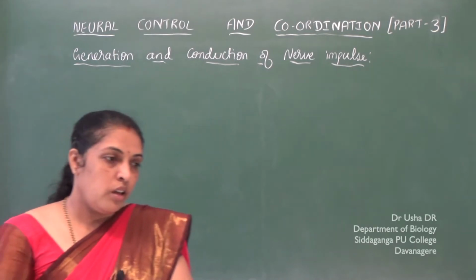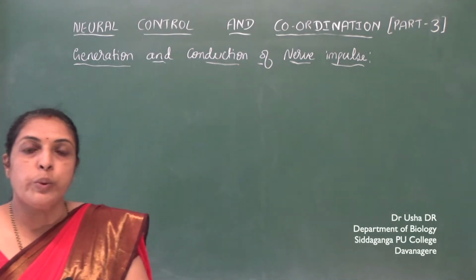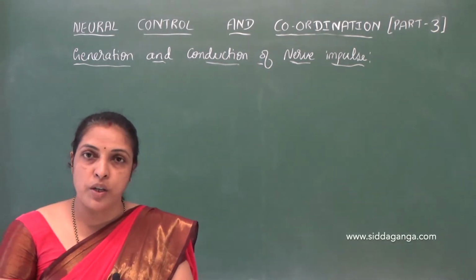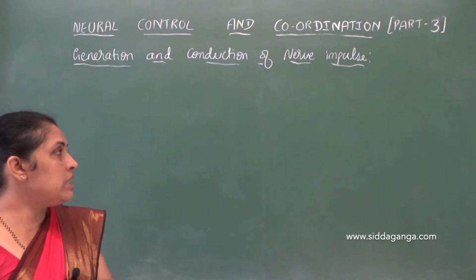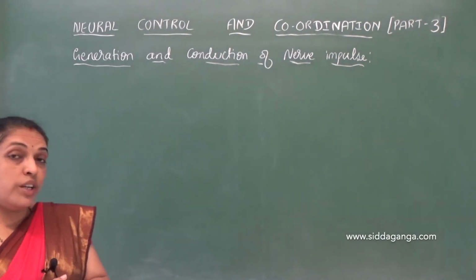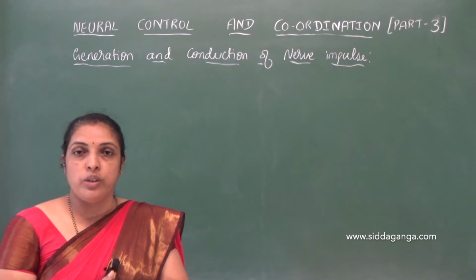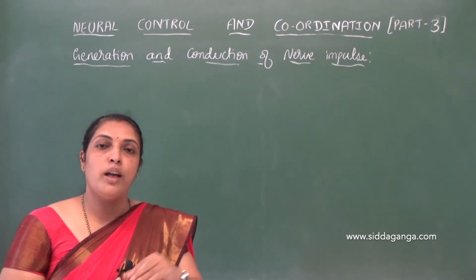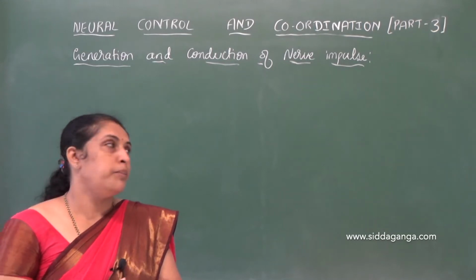Namaste children. In the previous class we discussed the structure of neurons, types of neurons, and types of neuroglial cells. In this class we will discuss how the impulse is generated and how it is transferred to other neurons, how the impulse is generated and conducted along the nerve fiber.